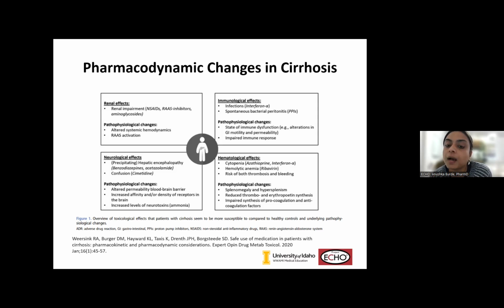And then the last one is thought to be hematologic effects. Because of portal hypertension, there is hypersplenism, reduced thrombopoietin and erythropoietin synthesis or reduced growth factors, and then impaired synthesis of procoagulation and anticoagulation factors, which essentially results in cytopenias, specifically with medications such as azathioprine or interferon. Ribavirin itself actually has a black box warning of hemolytic anemia, and it seems to be more pronounced in patients with decompensated cirrhosis or advanced cirrhosis.